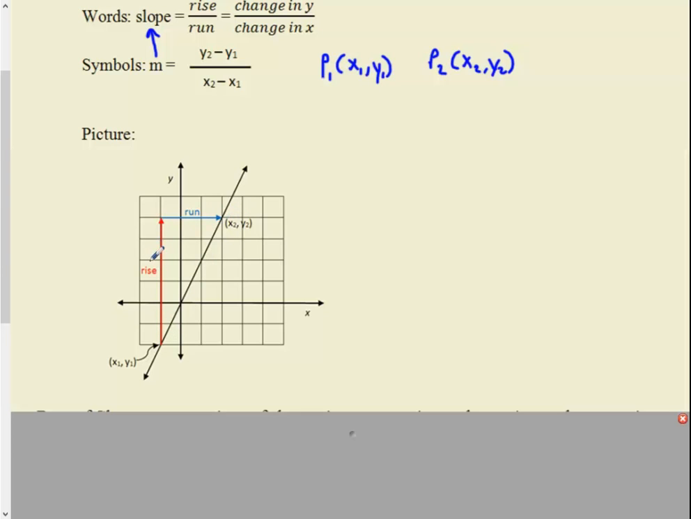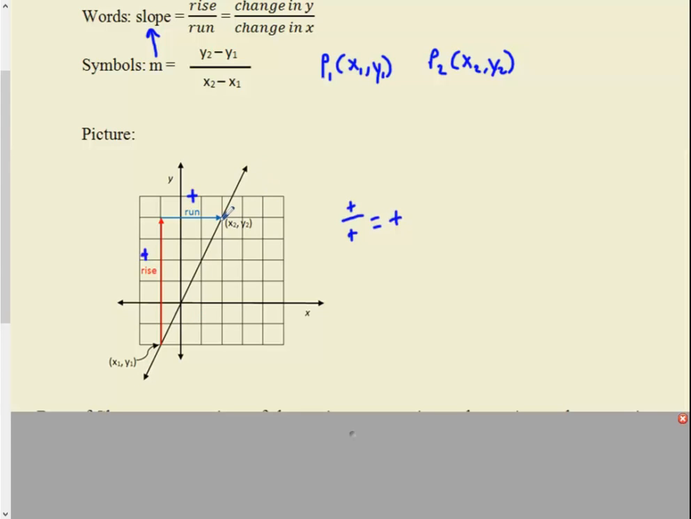So as we go from point 1 to point 2, we have a rise over our run. And notice the direction here. So going from point 1 to point 2, we have a positive rise and a positive run, going up and to the right, and a positive divided by a positive is, of course, a positive. And so a positive slope is always going to go up and to the right.